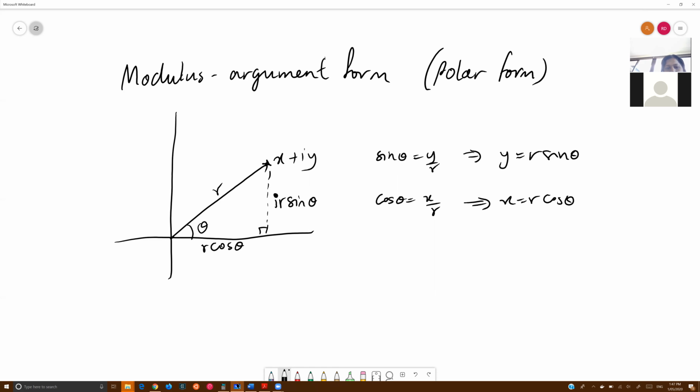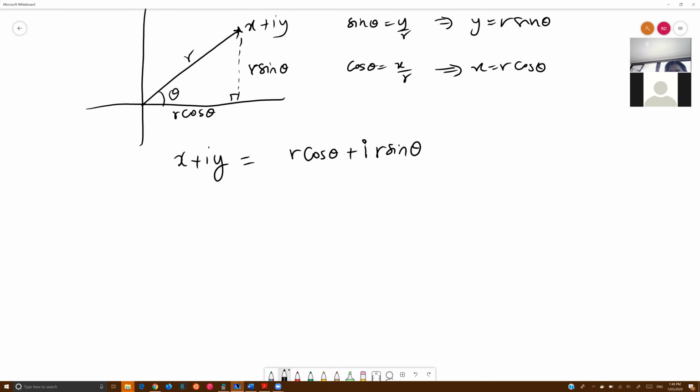And for x, it's r cos theta. So I hope you're okay with it. x plus iy is the same as r cos theta plus i r sine theta. Okay, so now the next thing is, there's a common factor of r in both of them. So I'm going to take out the r, and I've got cos theta plus i sine theta. So this is another way of expressing x plus iy.